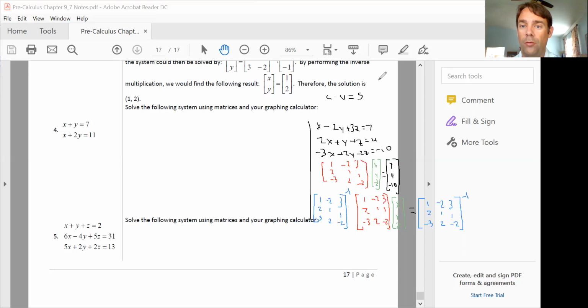So this will be the only time I really write out the entire thing. I usually leave out this step that I'm currently writing. I'm doing this 7, 4, and -10. So now I end up with my variable matrix by itself, because on the other side, I'm having my inverse matrix multiplied by my solution matrix.